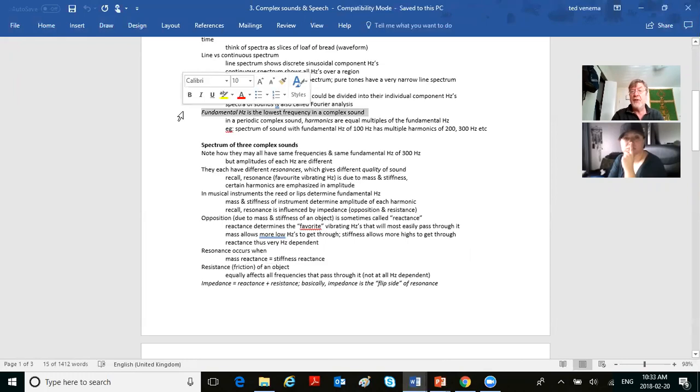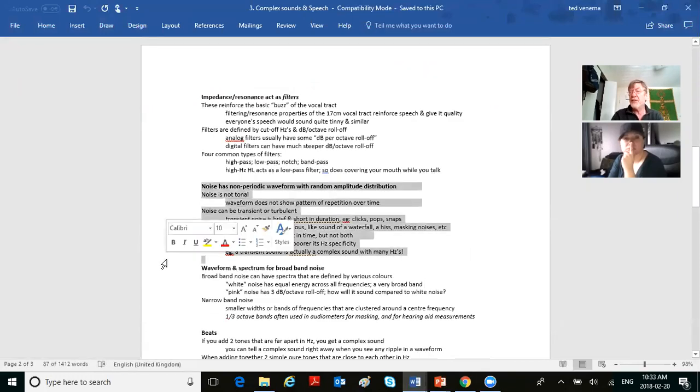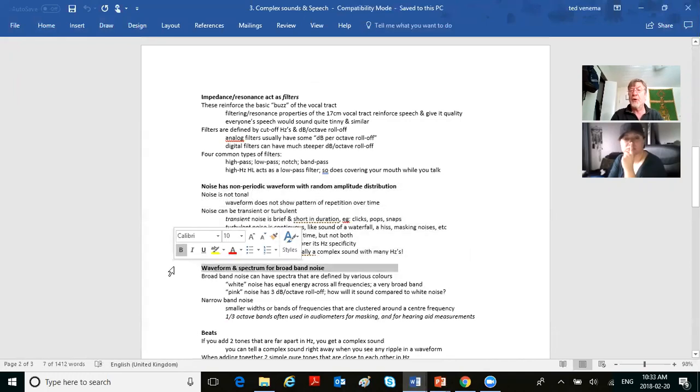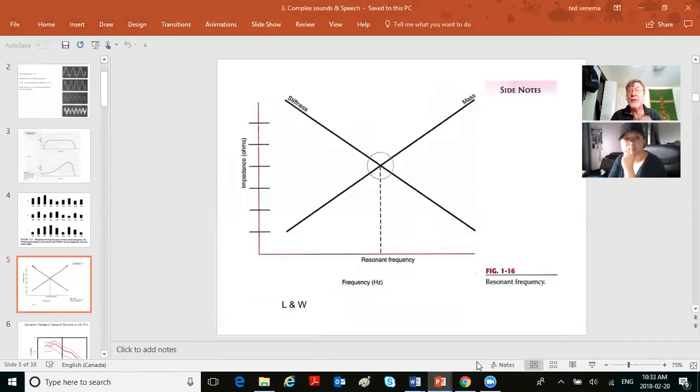Oh, here, fundamental frequency, the lowest frequency in a complex sound. And there's the harmonics. You've heard some of this. We're going to be revisiting resonance again next week. We'll be talking about noise next week. We'll be talking about waveform and spectrum for broadband noise, because looky, noise is kind of strange. I'm almost done here.